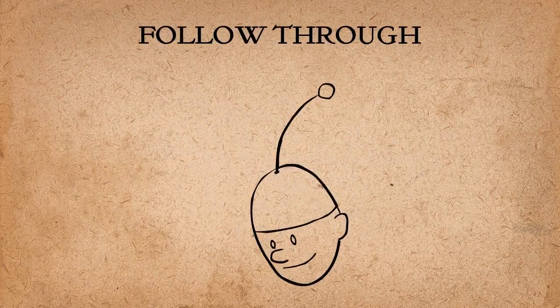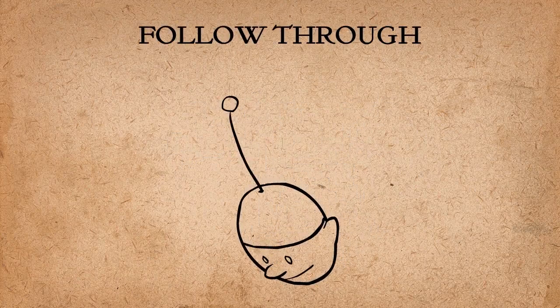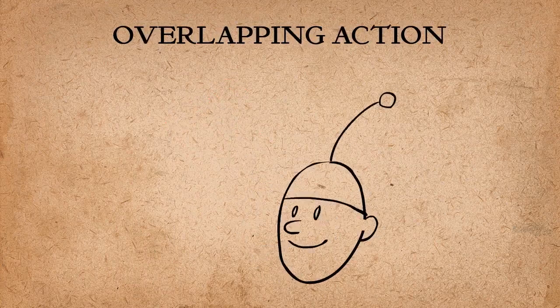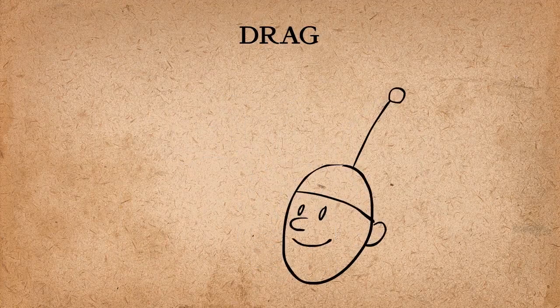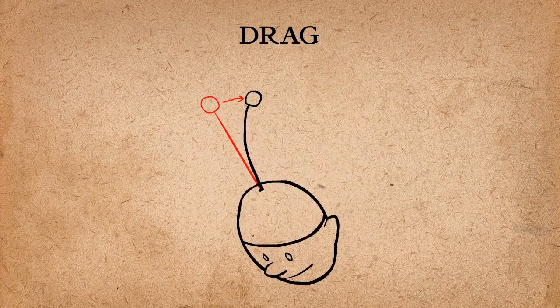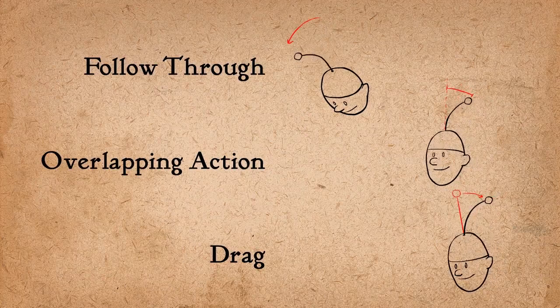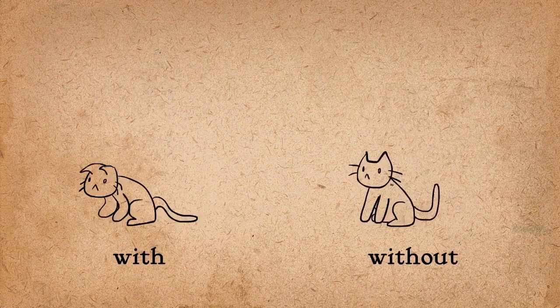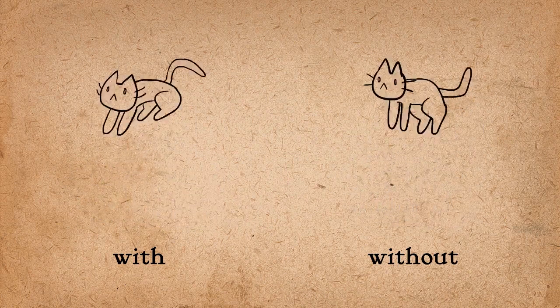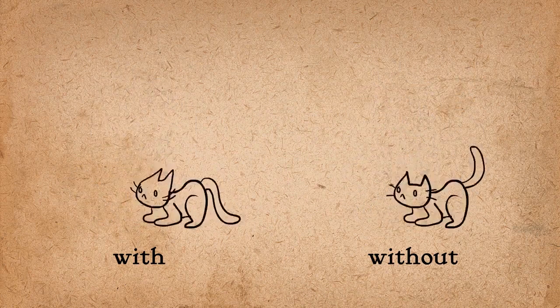For example, follow-through refers to the way parts of the body continue to move after the body is stopped. Overlapping action describes the offset between the timing of the main body and its other parts. Drag describes the technique of delaying the movement of body parts in relation to the main body. All three of these are basically describing different aspects of the same thing. Follow-through and overlapping action add a great deal of realism to a character. Here's a character with and without follow-through and overlapping action.